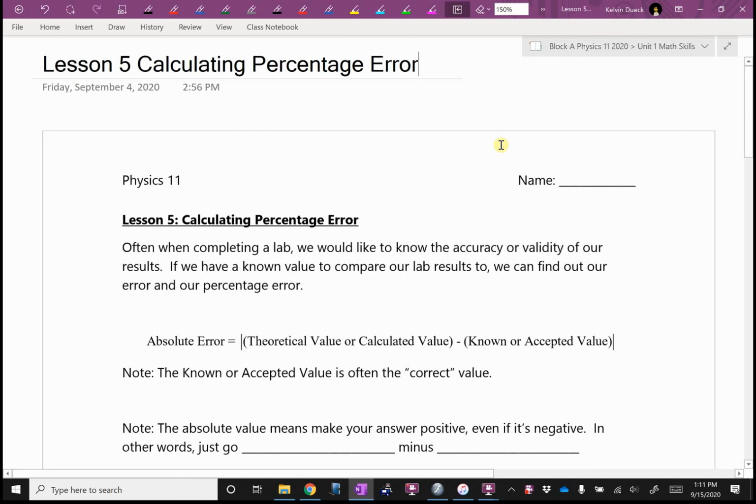So this is called lesson 5 because I can kind of stick it anywhere. This is a math skill that we're going to use once in a while. This first unit is called math skills, and it's boring. It's not physics, but it's stuff I got to cover because of the curriculum.